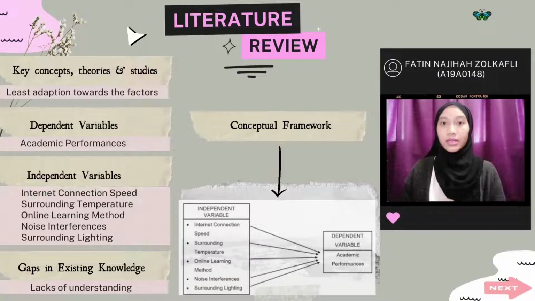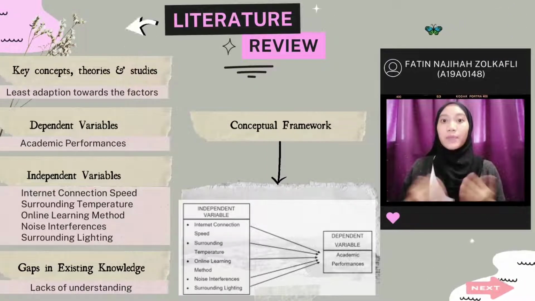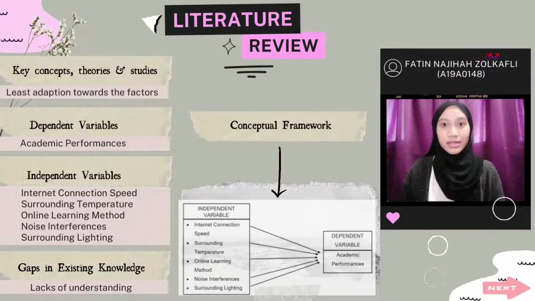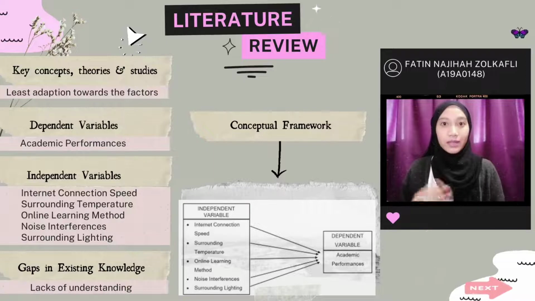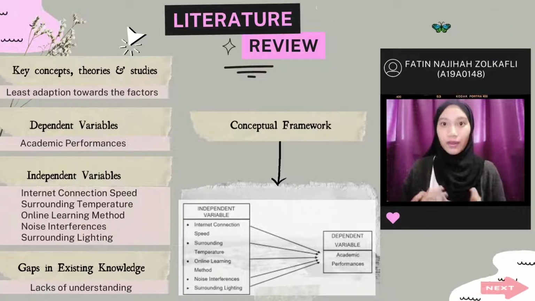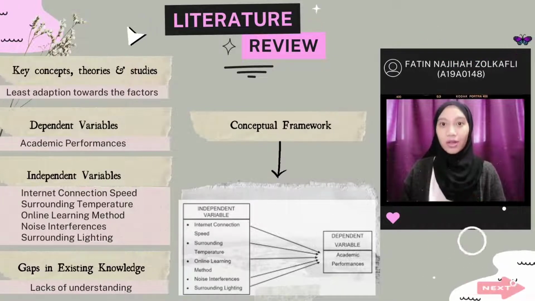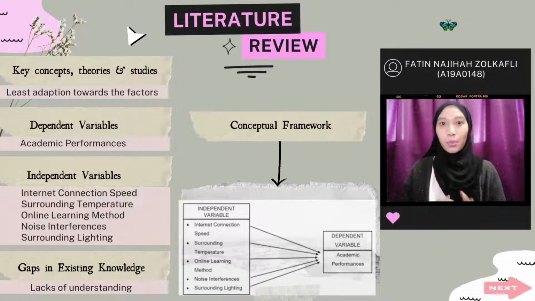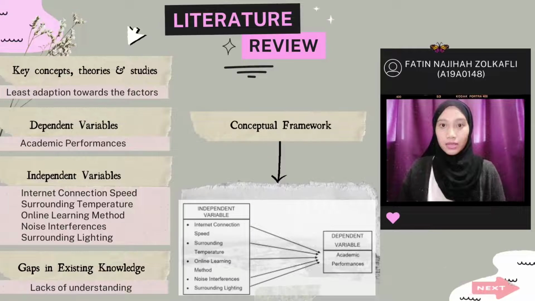The second variable is the independent variable. The independent variable is the cause. Its value is independent of other variables in the study. It is the variable that is predicted to be associated with or explain the variation in the dependent variable. The independent variables for our group research are internet connection speed, surrounding temperature, online learning method, noise interferences, and surrounding lighting.